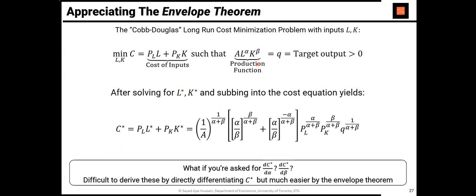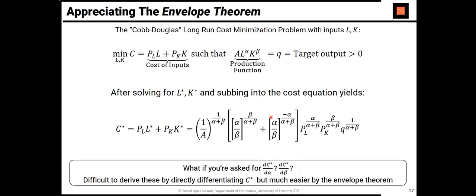Once you solve for the L star and K star, and if you then plug them back into this cost function right here, you can think of this as your Y function. When you sub in those values right here, you will get your Y star. So your objective, your value function, is this nasty creature over here.